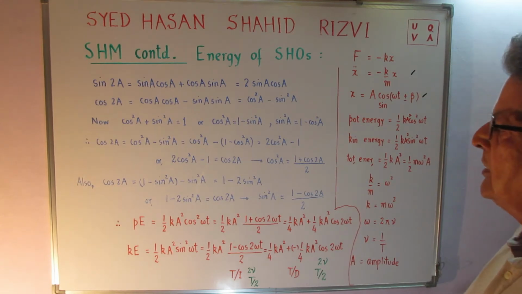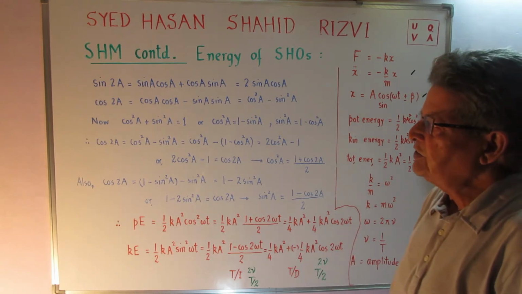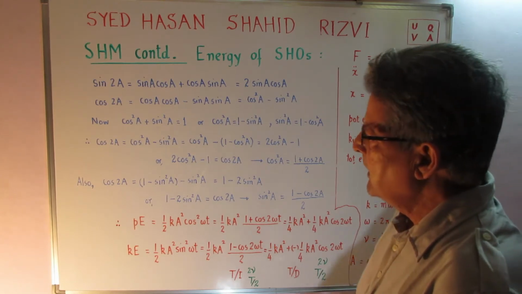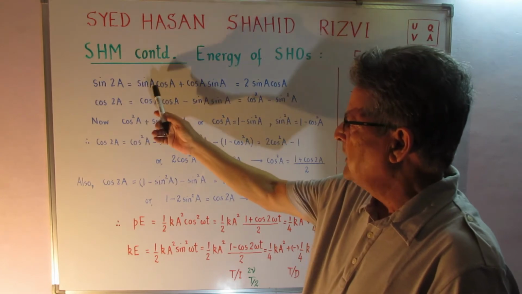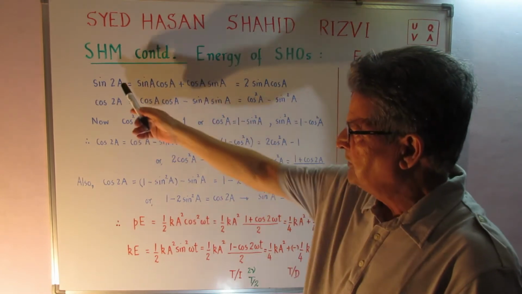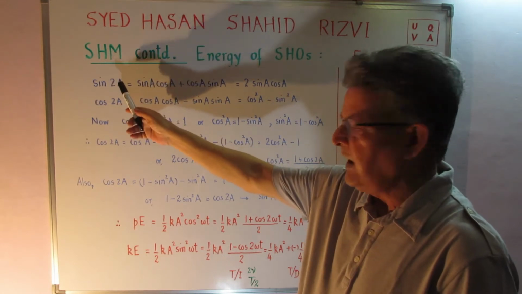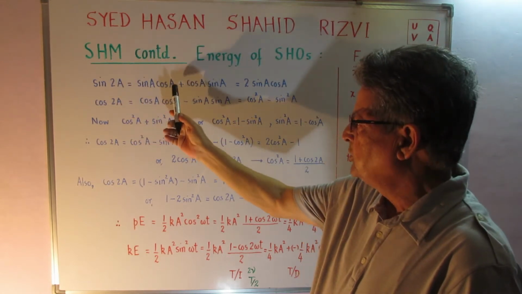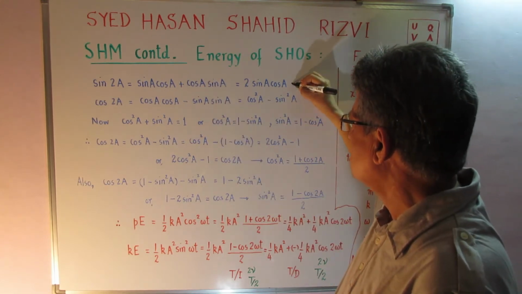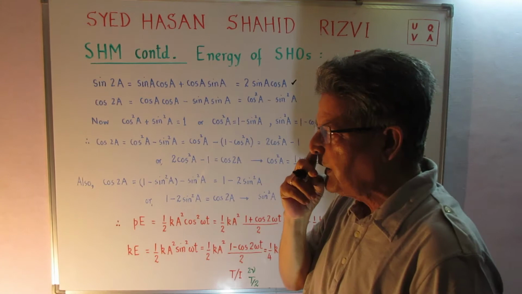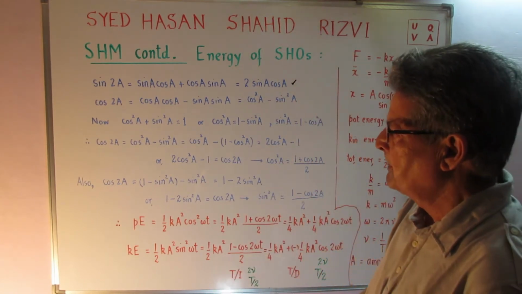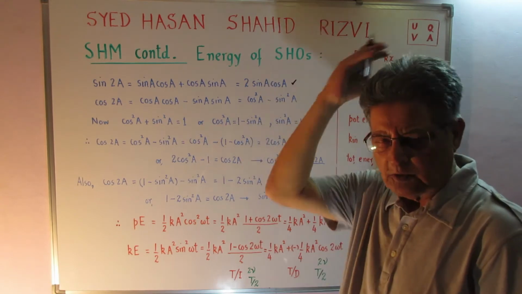So now let us discuss it further. I told you that sine of a plus b is equal to sine a cos b plus cos a sine b. So if I take this 2a, that is a plus a, so for b I substitute a, and then I get this equation, that sine of 2a is equal to 2 sine a cos a. I have done it before earlier.